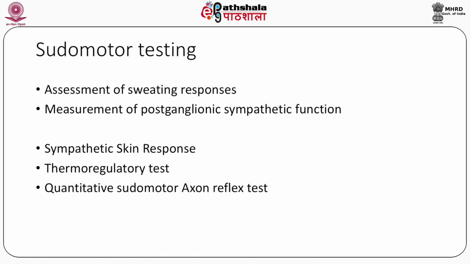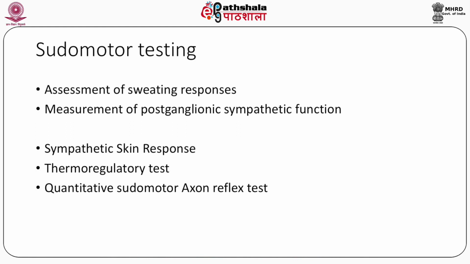So both in the SSR, sympathetic skin response, and the thermoregulatory test, a thermoregulatory challenge is presented to the subject, in which the subject is exposed to warm temperatures and sweating is quantified from different parts of the body. What is usually done is there are certain indicators which can change color based on exposure to moisture, and then the topographic distribution of the sweating response is used to see which areas are responding and which areas are not, and the quantitation of the sweating response can be done.